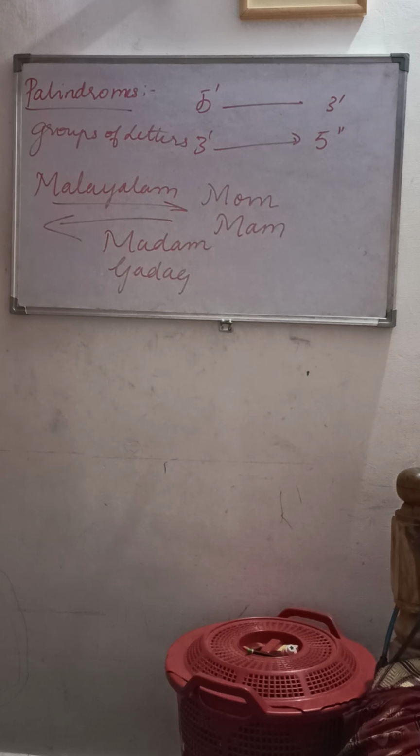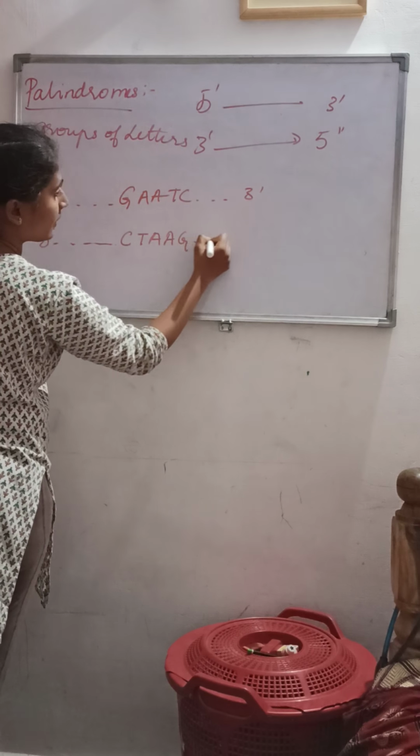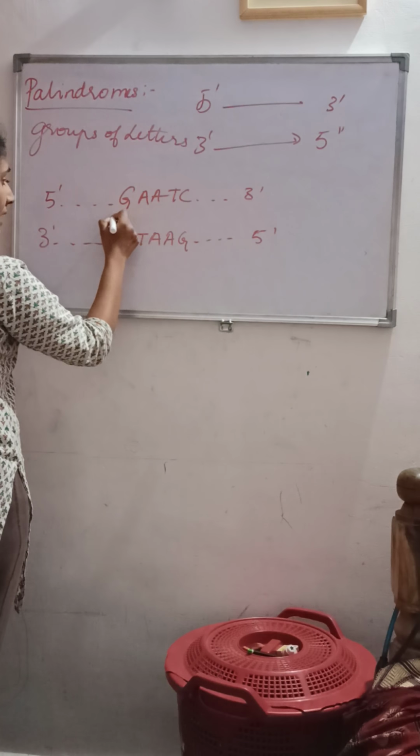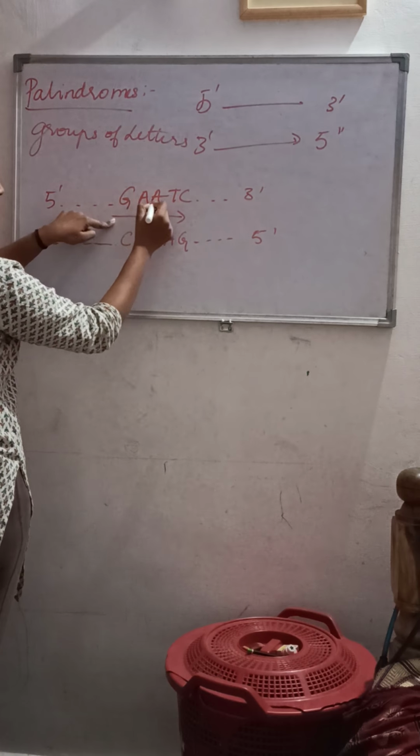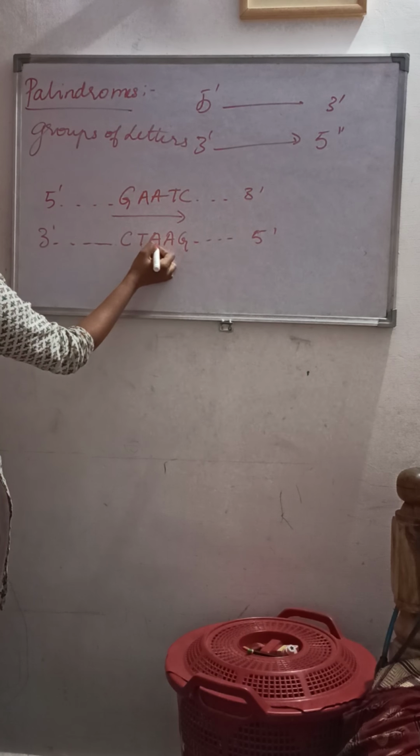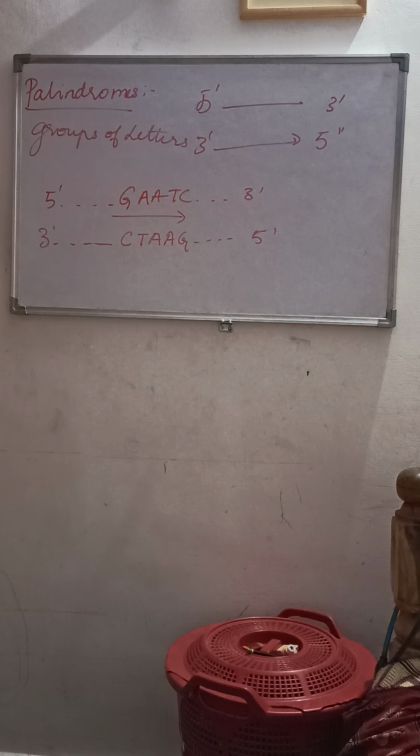So here you can see the 5' strand, if I take GAATC, and the 3' strand is written as CTTAG. You can read it from GAATC, and here the C is written, forward to backward. So this is called a palindromic sequence in DNA.